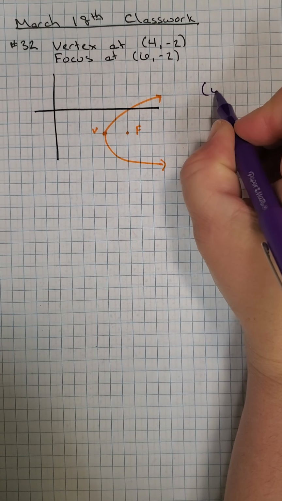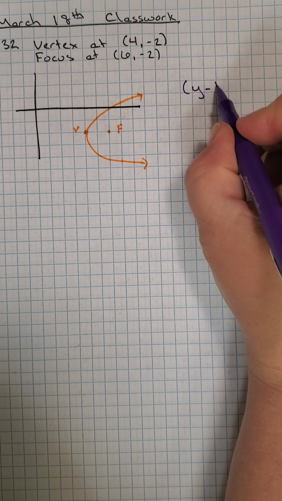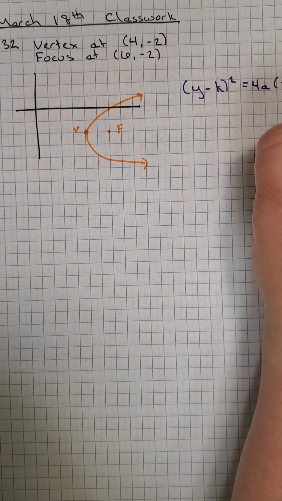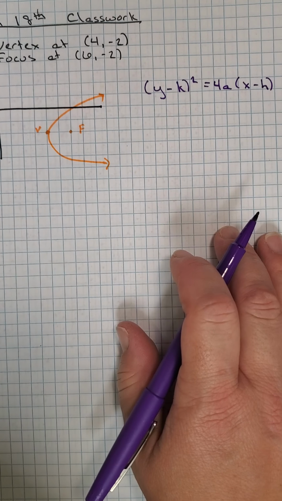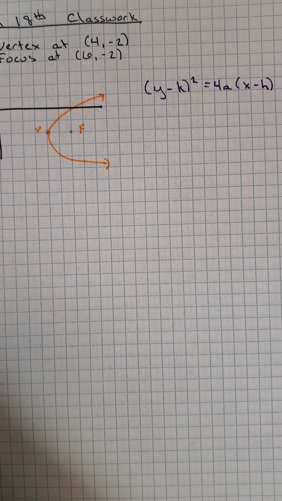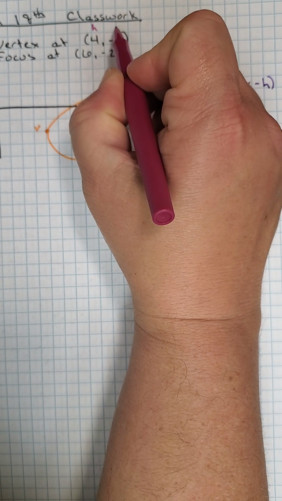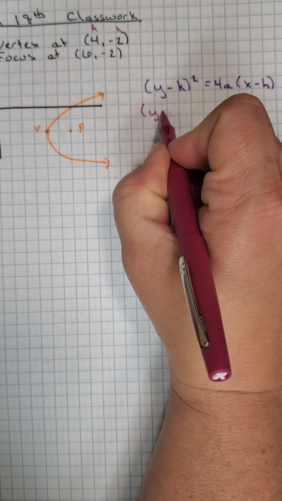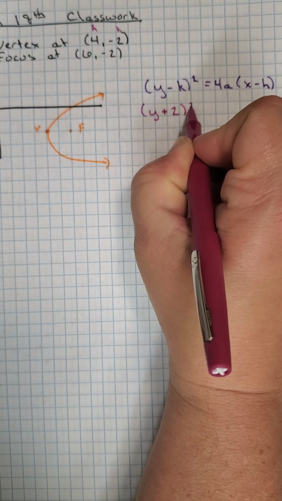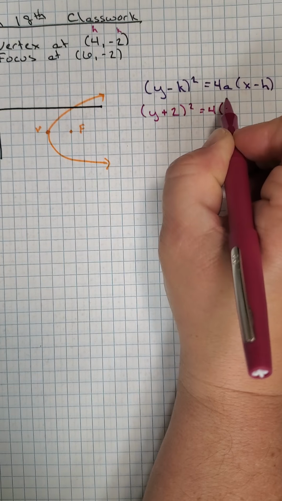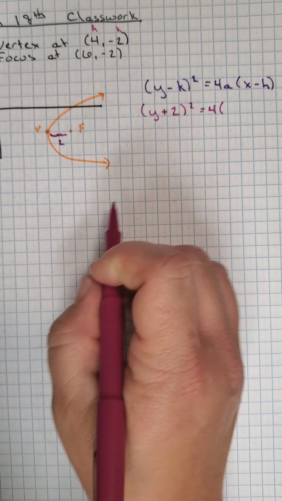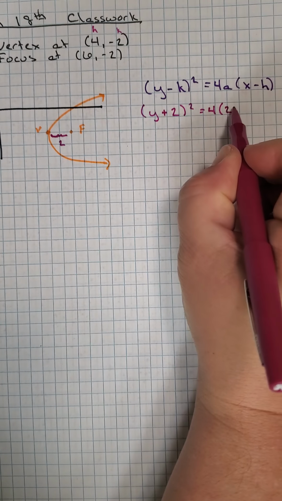Okay, so our y is going to be squared. So that means it's going to be of the form (y - k)² = 4a(x - h). And we know our h and our k from our vertex. So our h is 4 and our k is -2. So we're going to have (y - (-2)), which becomes (y + 2)², equaling 4. Now our a is the distance between the vertex and the focus, which is 2. So our a is 2.